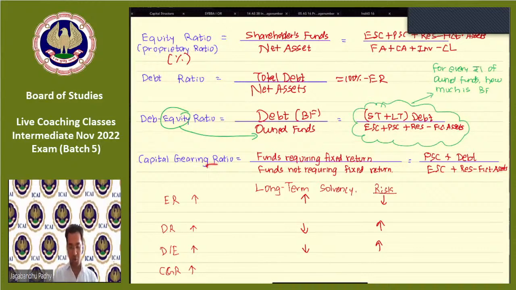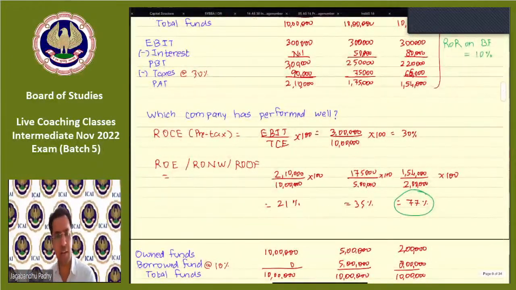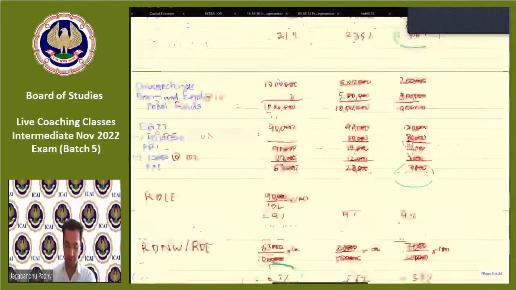So capital gearing ratio was like funds which require fixed return upon funds which do not require fixed return. So in the numerator, we had preference share capital and debt, divided by equity share capital and reserves less fictitious assets. We have also seen what is capital gearing. Capital gearing is basically taking debt at a lower rate and investing it at a higher rate of return.